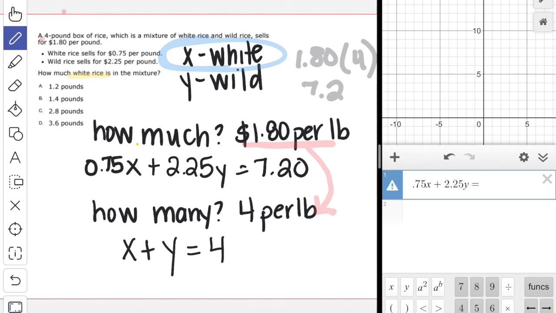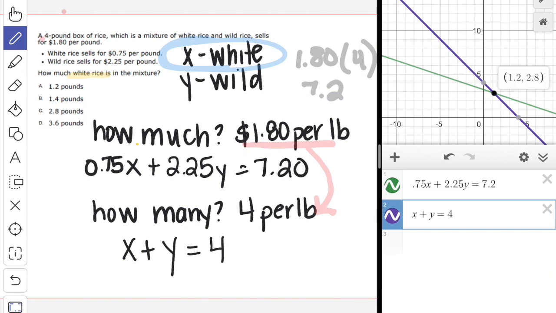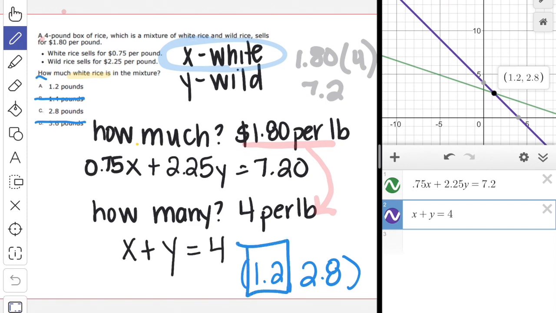And that's going to equal 7.2. Then we have x plus y equals 4. And that intersection gives me the point 1.2 and 2.8. So if you look, I have both of those answers. Both those answers are A and C. But they asked me for the X value, so my correct answer is A.